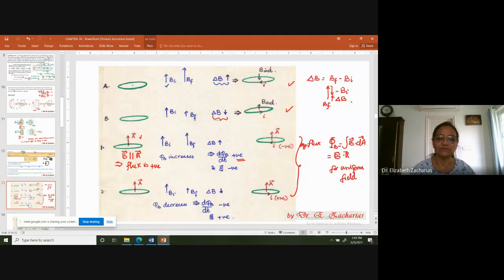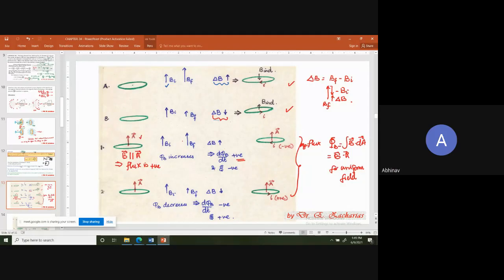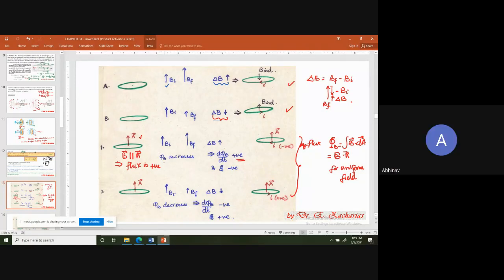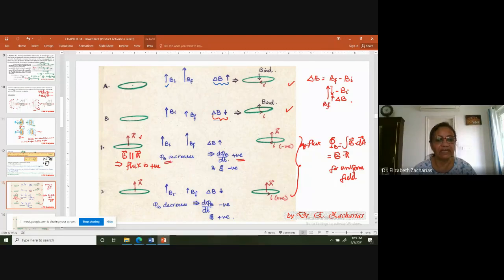Initial magnetic field is a smaller arrow. The magnetic field is increasing, so it's a larger arrow after that. So you can see that the initial flux and the final flux are both positive. Are you understanding that now? Yes, ma'am. Right. And the final flux is more than the initial flux. That you're understanding? Yes, ma'am. Right. Therefore, d phi B by dt is positive. Is that fine? Yes, ma'am. Right. If d phi by dt is positive, according to Lenz's law, EMF should be negative.